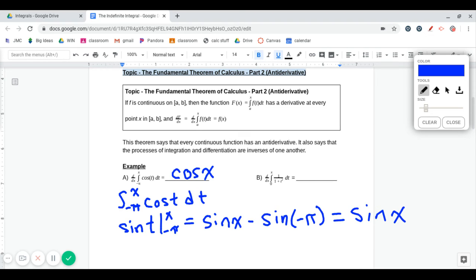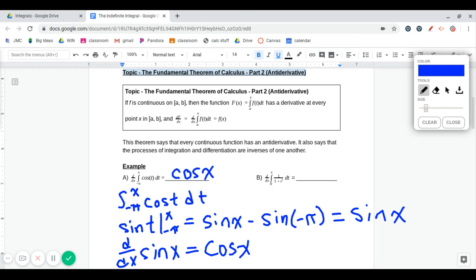So remember, that's the integral part. Now we need to take the derivative of it. So what is the derivative with respect to x of sine of x? You guessed it. You got it. Cosine of x. Which this literally just says derivatives and integrals are inverses of each other.